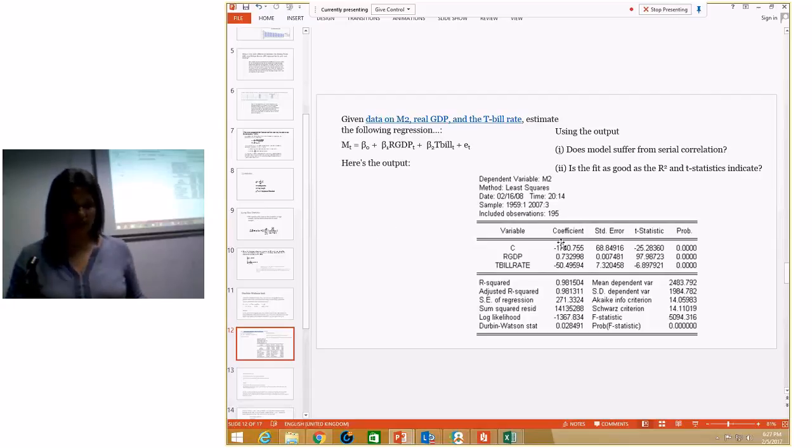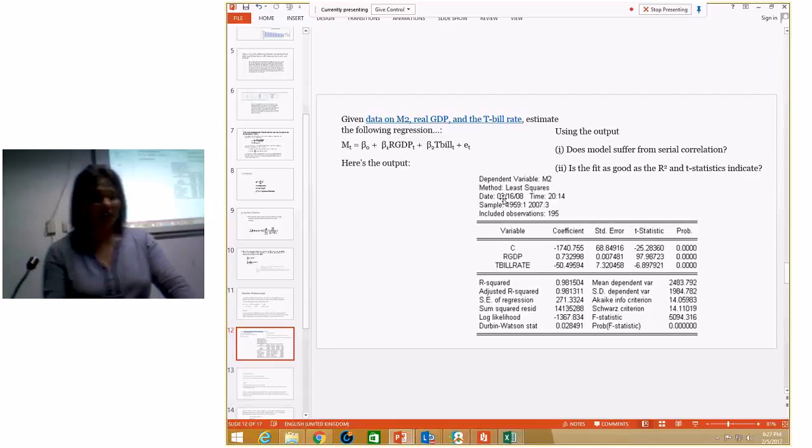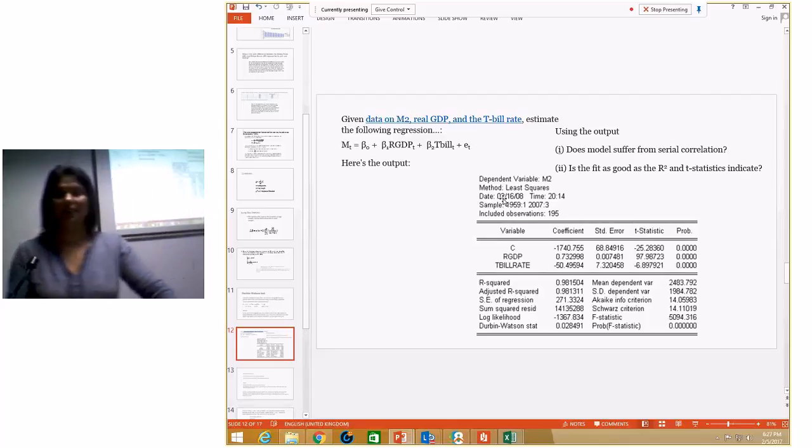So if you are given this type of model, and you do this assignment completely, you can cover all this, right? You can cover all this topic.